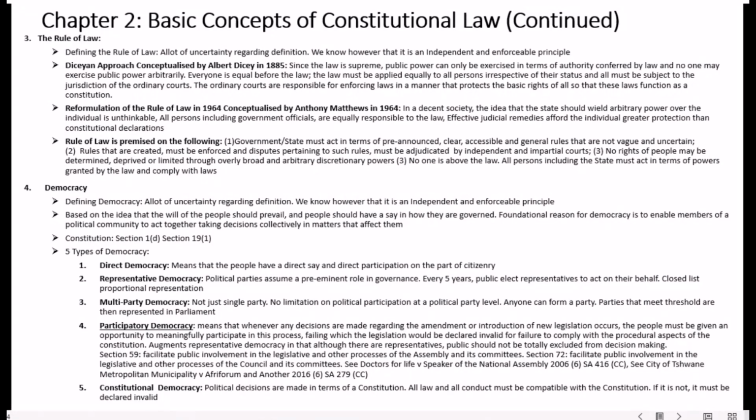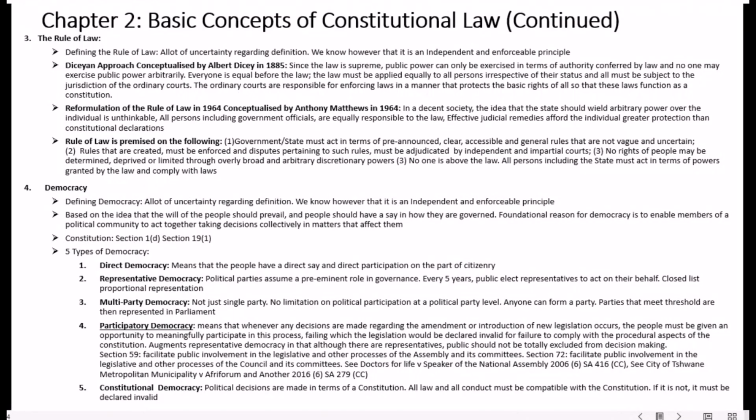So as we can see, democracy is all about participation, how you and I should exercise our rights to have a say in the laws that govern us. That is what democracy is about, us having our say. And then in terms of the Constitution, colleagues, you can look at Section 1D and Section 19 in relation to democracy. And there are 5 different types of democracy, colleagues. There's not just one, there are 5. So make sure you understand that as well.